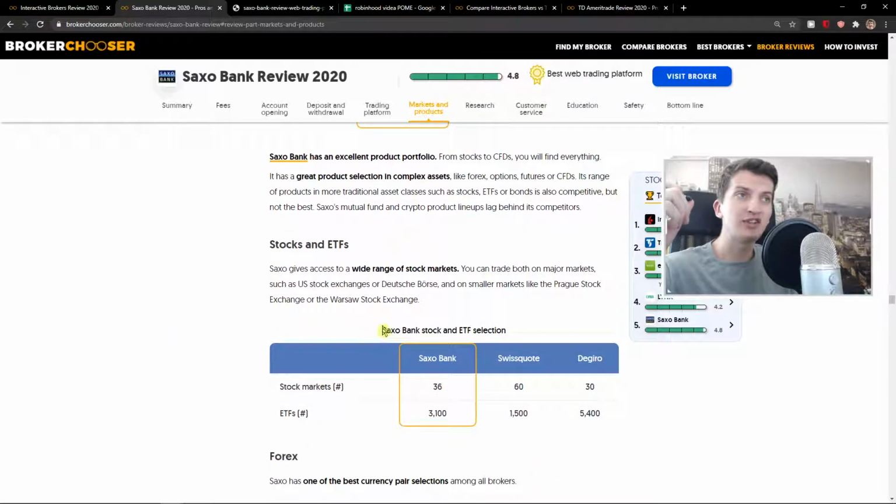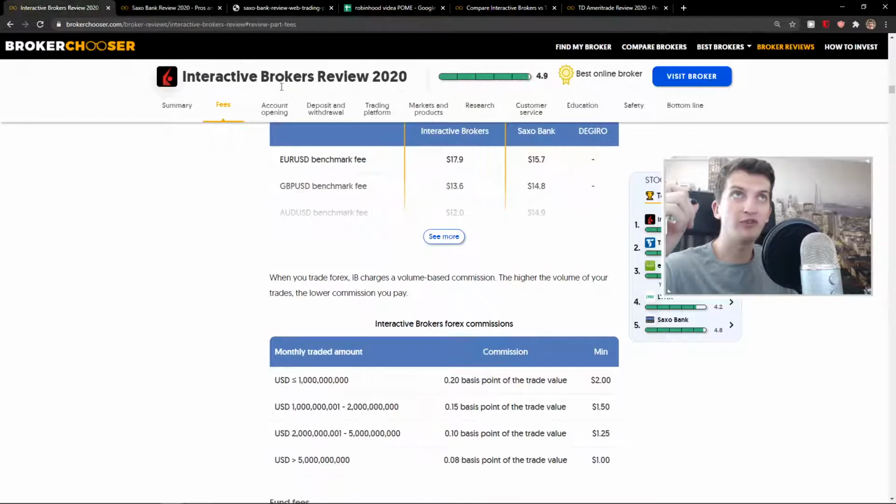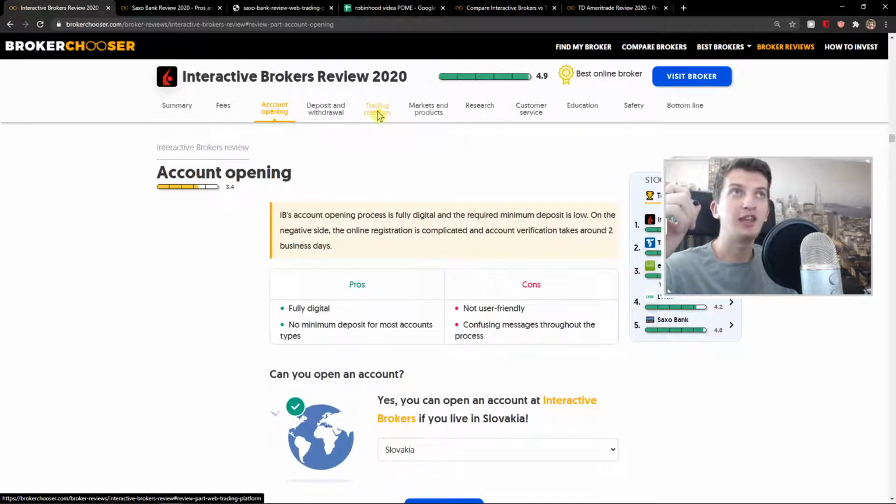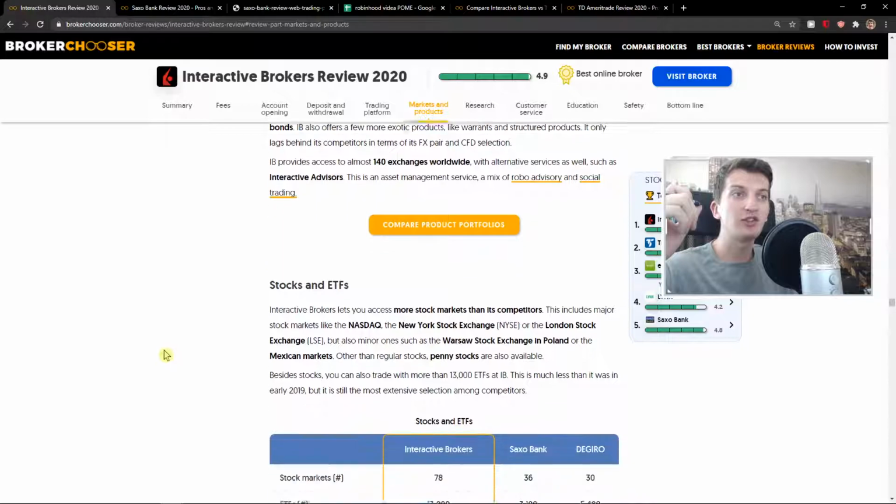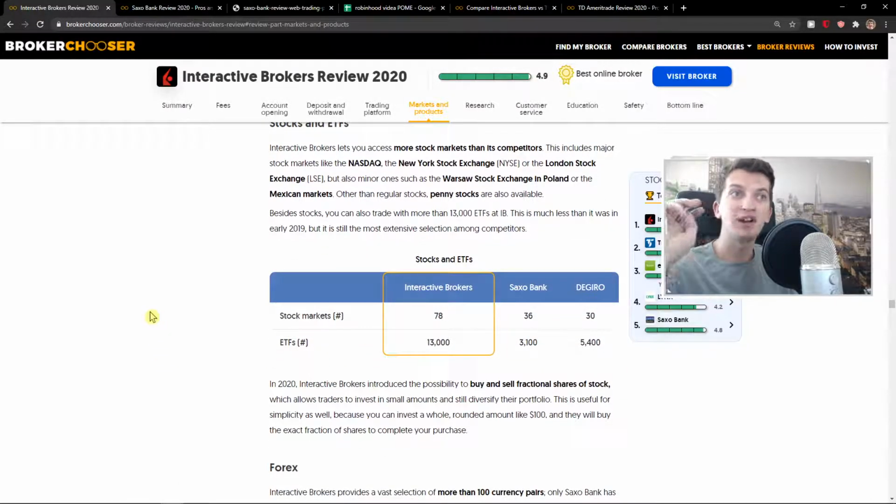If you see here, the SAXO Bank stock and ETF selection, they have only 36 markets and 3,100. But if you go here to Interactive Brokers, you can see for yourself that they have more than 78 markets, and ETFs they have 13,000. So if I were someone who wants to invest in foreign markets, I would probably again choose Interactive Brokers.